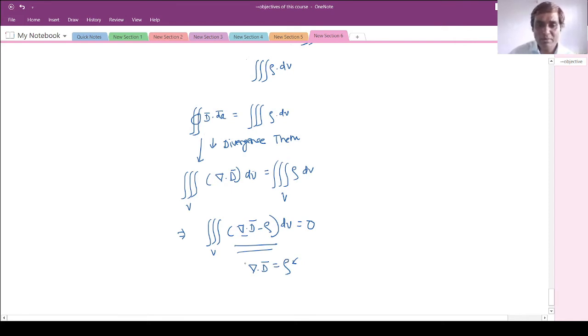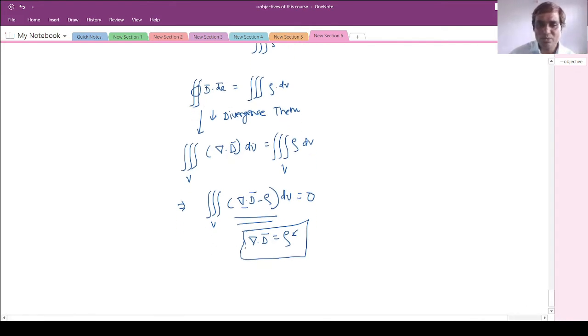So this will be my differential form, and this is basically the pointwise relation, and this is the Gauss law. It states that the total net displacement coming out from the closed surface will be equal to the total charges present inside of that closed surface. Now this I can also write in terms of the electric field, and we know the relation between the electric field and the displacement vector like this.